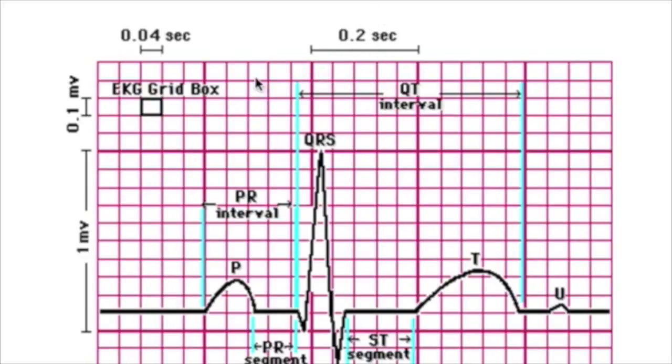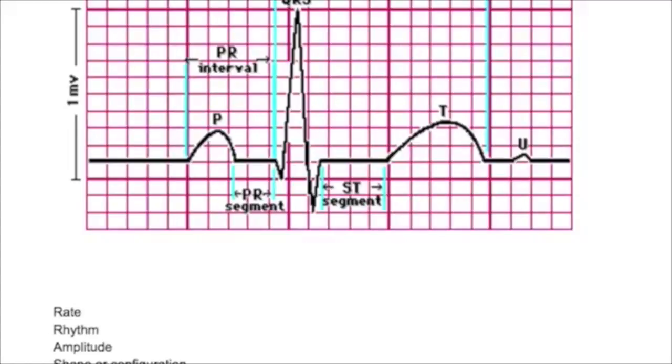And each of these 5 squares has 5 smallest squares. If you divide this 0.2 by 5, then the answer is 0.04 second. This is the duration of the smallest square. So the smallest square duration is 0.04 seconds, the medium sized square is 0.2 seconds, and one big square that contains 5 of the 0.2 second squares is 1 second in duration.